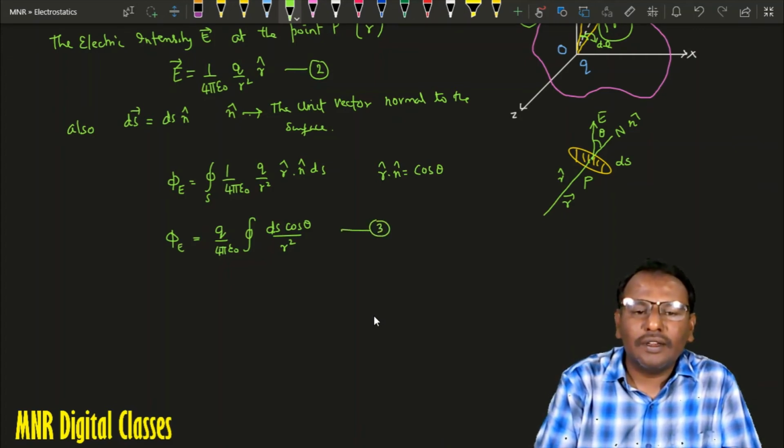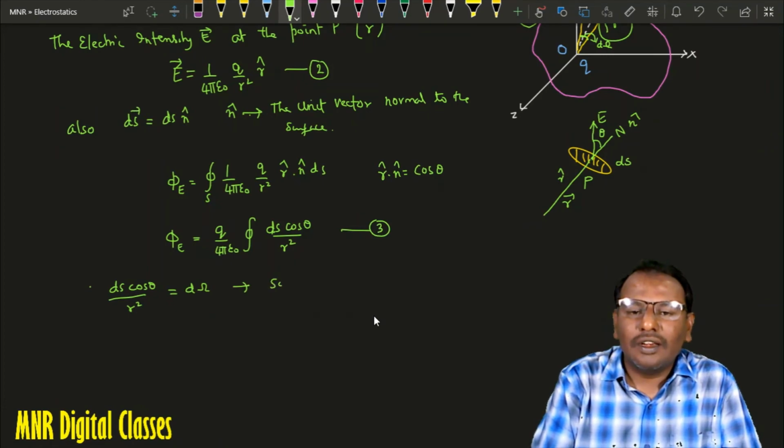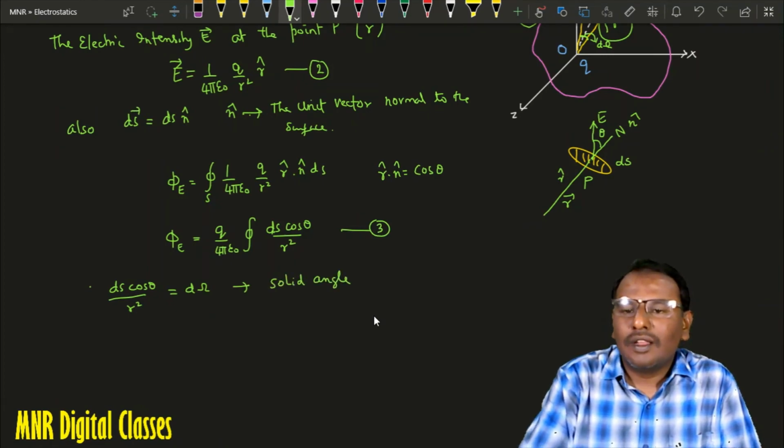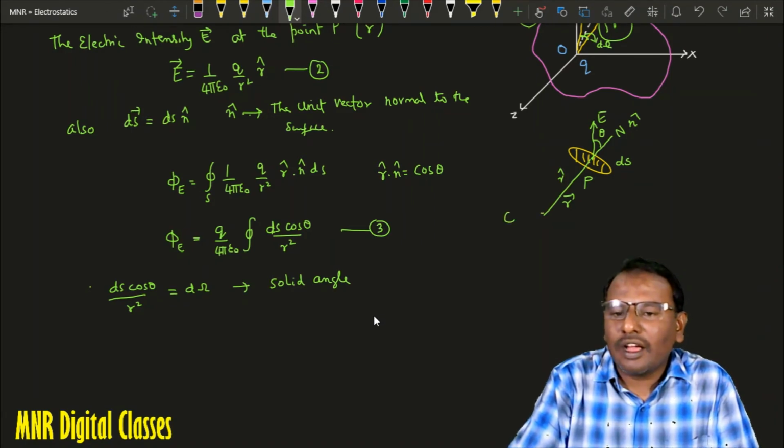Now we know that the term ds cos theta divided by r square is equal to d omega, and it is called as the solid angle. Now, if I take this point as the origin, then if we draw a cone with the surface ds, then this will subtend an angle.